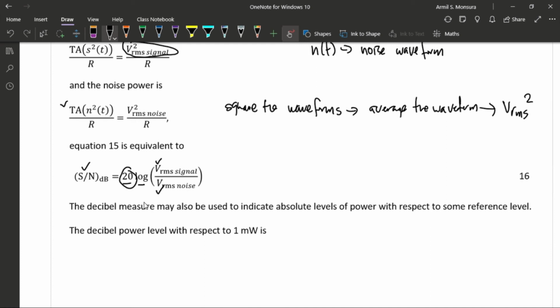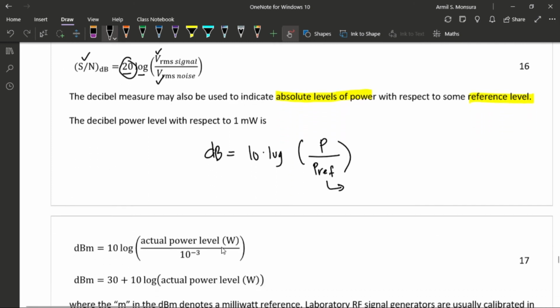So other uses that we can use your decibel measure for is to indicate absolute levels of power with respect to some reference level. So if we fix, say for example, the general formula dB equals 10 log of a power level divided by a reference power level. Kung i-fix natin ito, then our dB will have some special names.